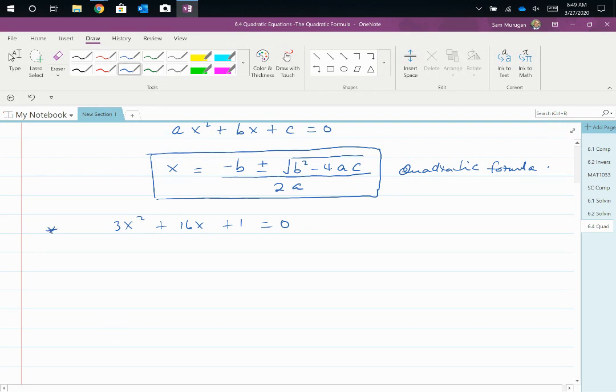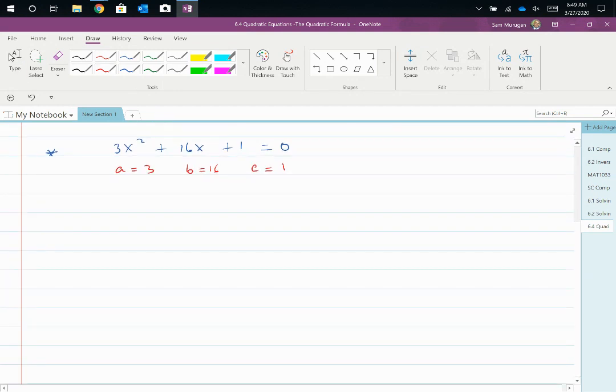So in order to use the formula, we identify the coefficient of x squared as a, the coefficient of x as b, and the constant term as c. Now, good practice is to always write your formula. Don't try to remember the formula and substitute it without writing it down. So this is b squared minus 4ac over 2a.